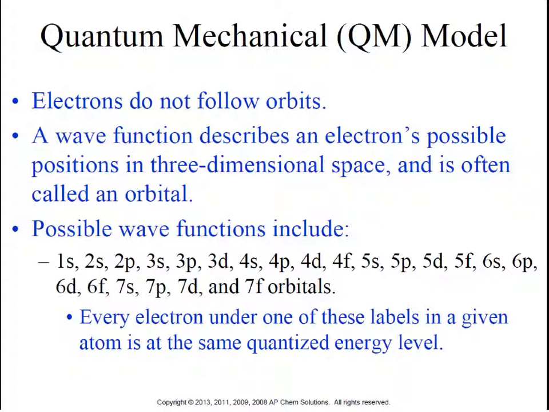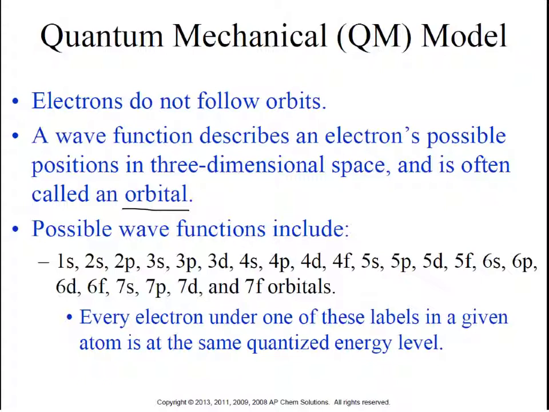Instead, they have a wave function, and a wave function is a way to describe an electron's possible positions in 3-dimensional space, and that's often what we call an orbital. So whenever I talk about orbital, we're talking about that wave function idea, and that'll be the word that we use the most often. So then the possible wave functions include all of these different ones that we've talked about. So 1s, 2s, 4p, 4d, and all of those up to 7f right now. So then every electron under one of these labels in a given atom is at the same quantized energy level.